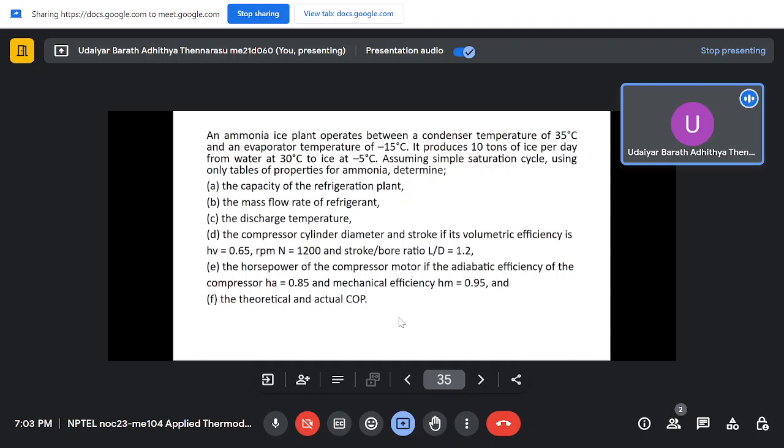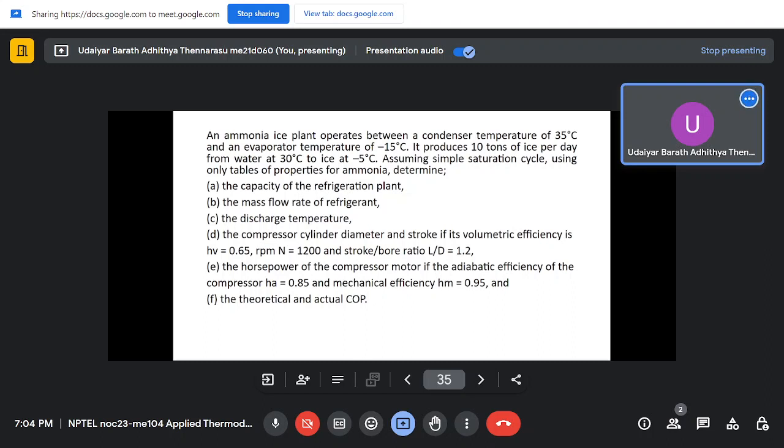Assuming a simple saturation cycle, using only tables of properties of ammonia, determine the capacity of the refrigeration plant, the mass flow rate of refrigerant, the discharge temperature, the compressor cylinder diameter and its stroke if its volumetric efficiency is 0.65, speed is 1200, and stroke to bore ratio is 1.2. Also determine the horsepower of the compressor motor, if the adiabatic efficiency of the compressor is 0.85 and mechanical efficiency is 0.95, and the theoretical and actual COP. So let's see how to solve this one by one.